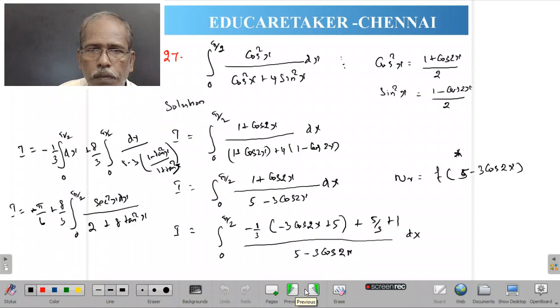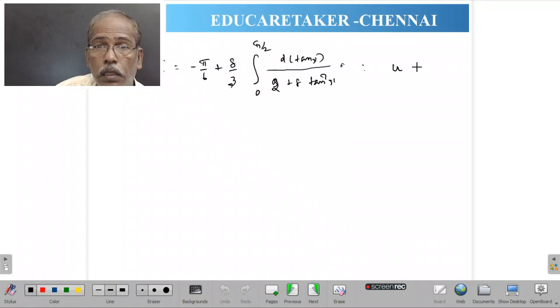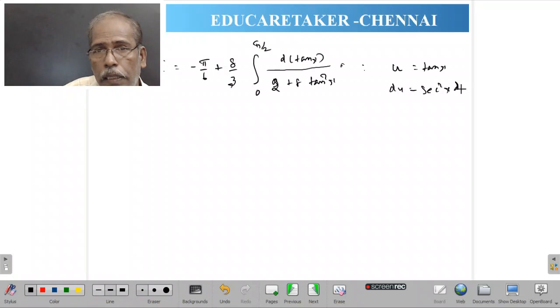I think this is the first substitution. Here u equals tan x and du is sec²x dx. What is the new limit? When x equals 0, tan 0 is 0. When x equals pi by 2, tan pi by 2 is not defined.